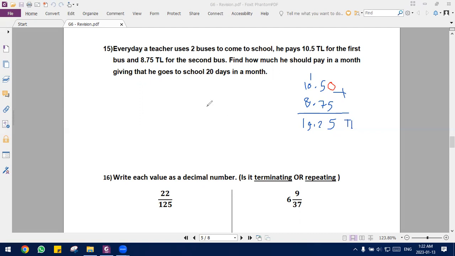going to school. Now, they said for 20 days. So now we have to multiply by 20. So 19.25 times 20. Just forget about the decimal point. We will add it at the end. We have it after two values, so we put it after two values.